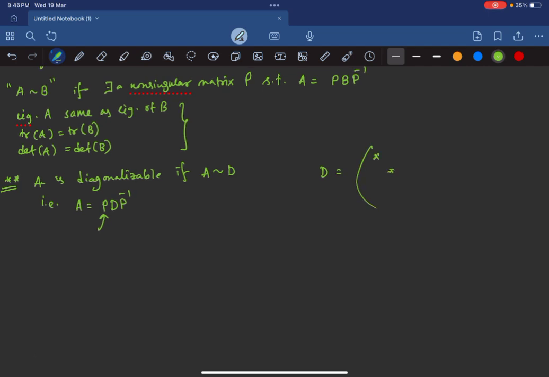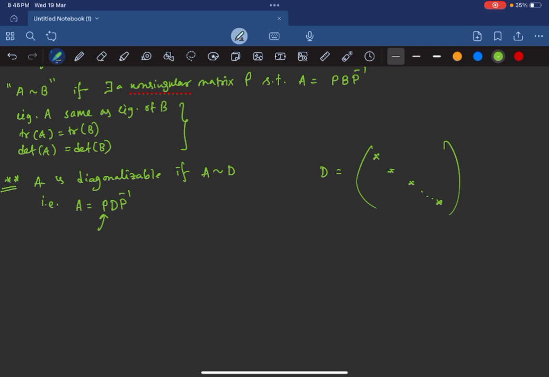That means D will have diagonal entries present here, and the rest of the entries are 0. So this is the idea of diagonalizability. That means A is diagonalizable if A is similar to some diagonal matrix. Now what is the mechanism and the process to check whether A is diagonalizable or not? That we'll discuss in the subsequent part.